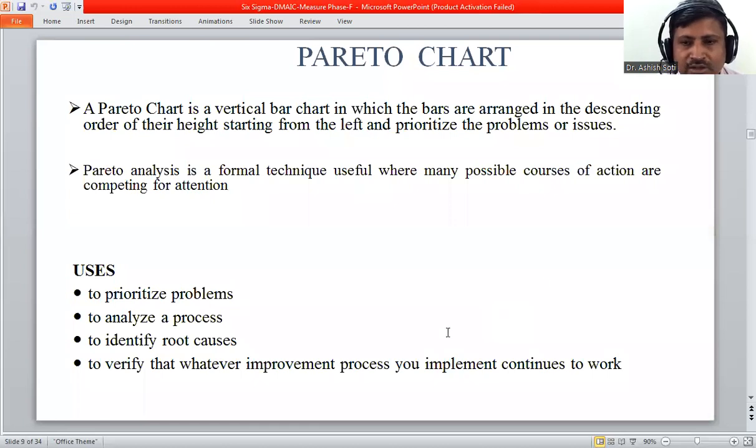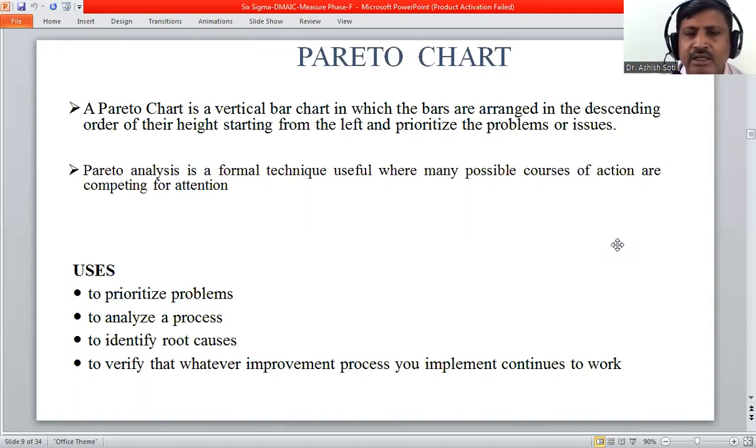Pareto chart. The Pareto chart is another useful tool we use to prioritize the CTQ, that is, which project is to be selected, which CTQ is to be used. A Pareto chart is a vertical bar chart in which the bars are arranged in descending order of their height, starting from the left, and it prioritizes the problem or issue. A Pareto chart is a formal technique useful when many possible courses of action are competing for attention. The purpose is to prioritize the problem, to analyze the process, to identify the root cause, and to verify that whatever important process you implement continues to work.